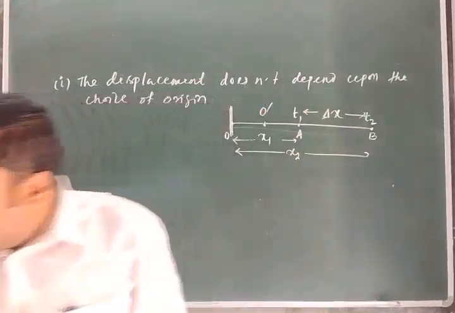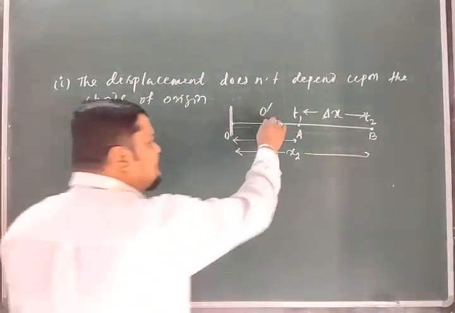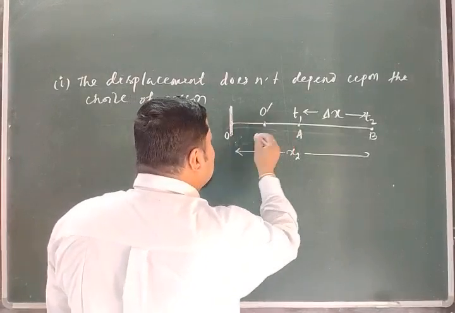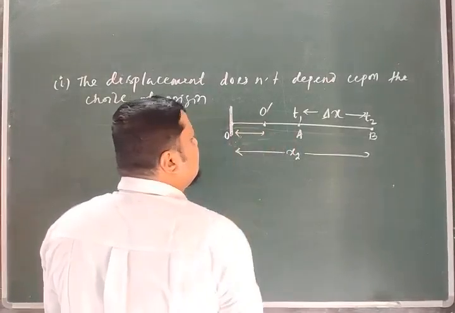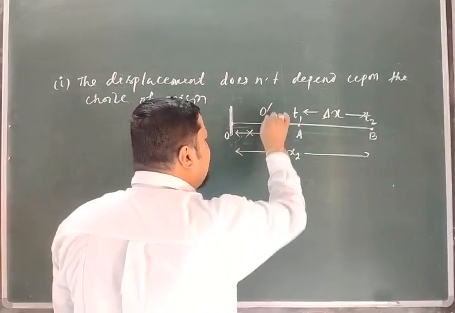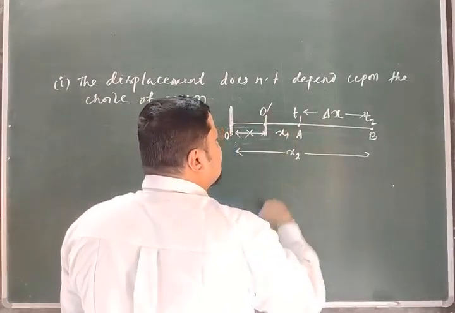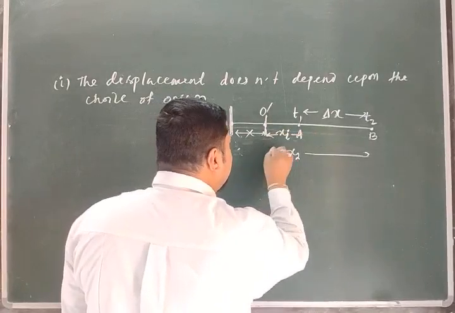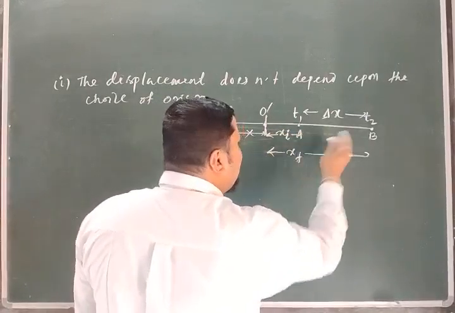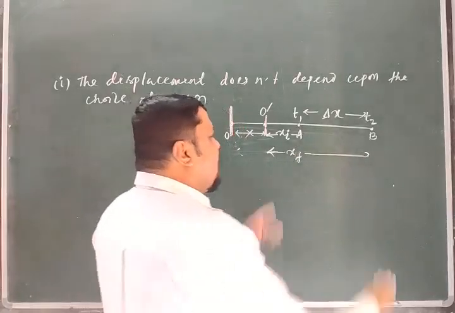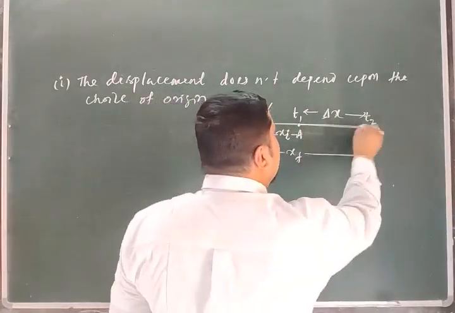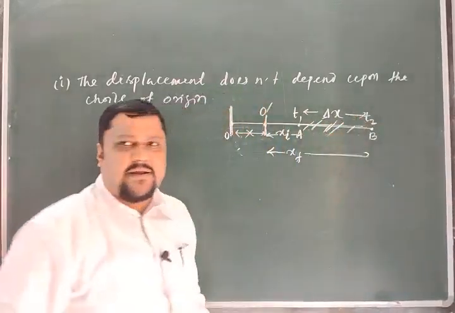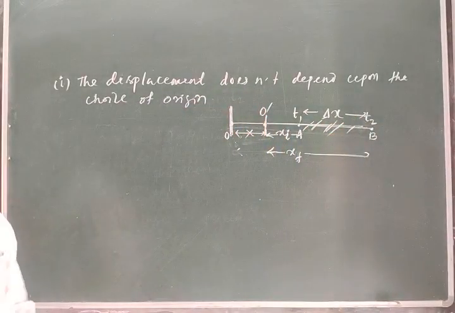The displacement is fixed. Means if the origin changes, obviously this distance is not x. Here this is the origin, here this is your x initial, and obviously this will be the x final. But if you find the displacement, then xf minus xi, you will get only this distance traveled, and that is the displacement, isn't it?